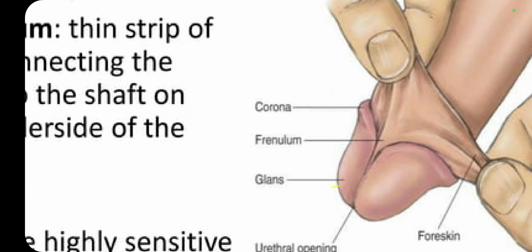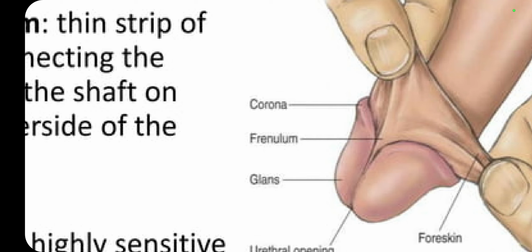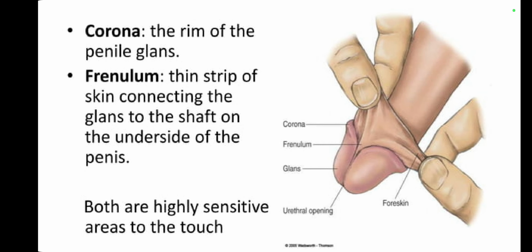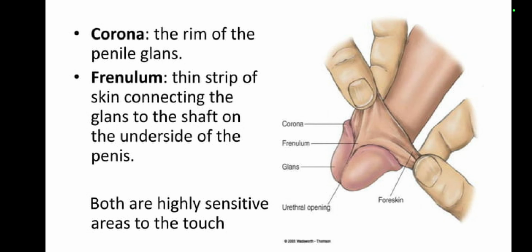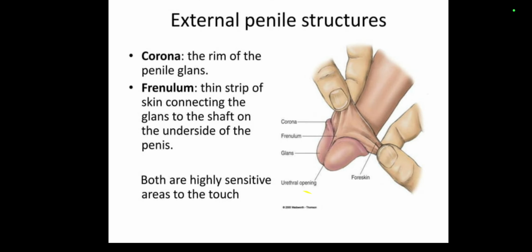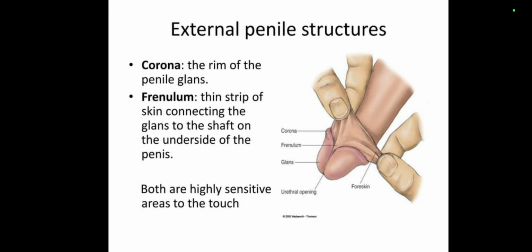The frenulum is very flexible. If you're trying to touch it, you can flex it. So that is the frenulum. Both are highly sensitive areas to the touch. Meaning to say, if you're trying to touch the skin or the outer layer of the penis, it will react and it will erect because of this. It's very sensitive. Okay? So that is the external penile structure of the penis.